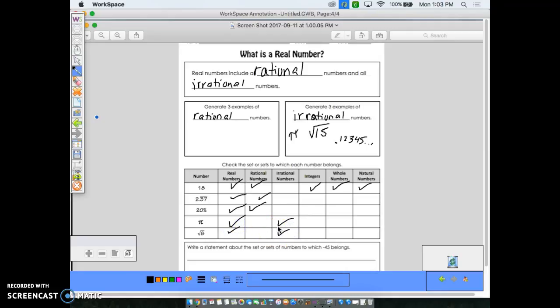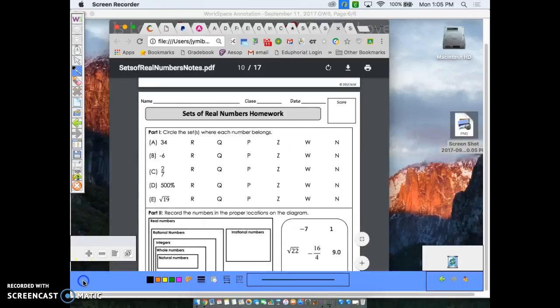Okay, down below that it says write a statement about the set or sets of numbers to which negative 45 belongs. So you can write something about negative 45 is the opposite of 45, which is a natural number, so it is an integer, which makes it a rational number and a real number, or however complicated you want to make it.